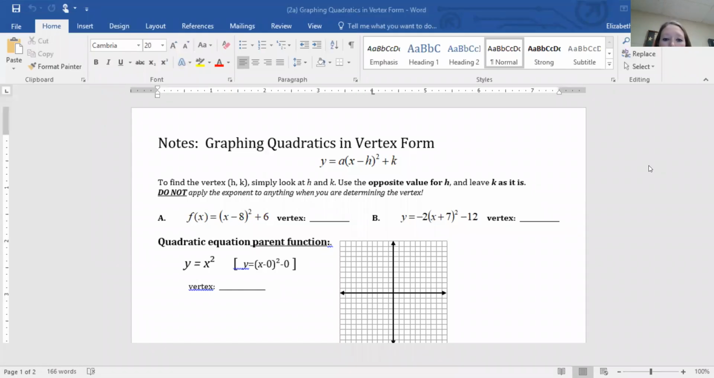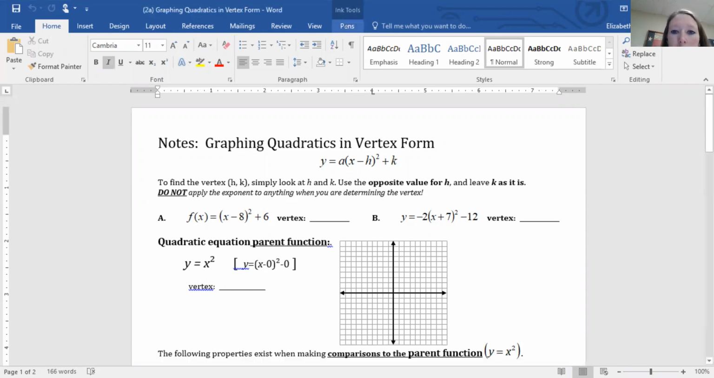All right, so today we're working on graphing quadratics in vertex form. Let me get my pen up here.